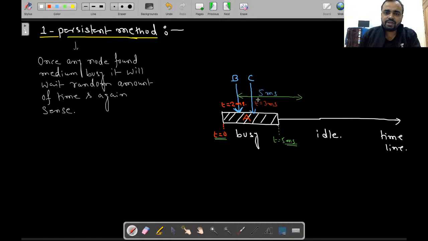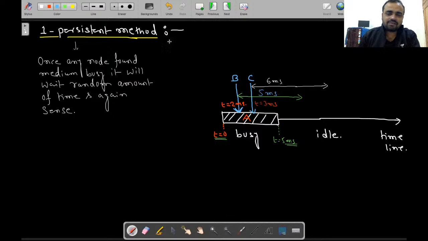So what is happening over here? Node B is waiting for a random amount of time, and node C has, suppose, waited for 6 milliseconds, just to take an example. So there is a gap of 1 millisecond between B and C. If B is taking 5 and C is taking 6, what will happen? From the 2, 5 it will become 7, and from the 3 and 6 it will become 9.